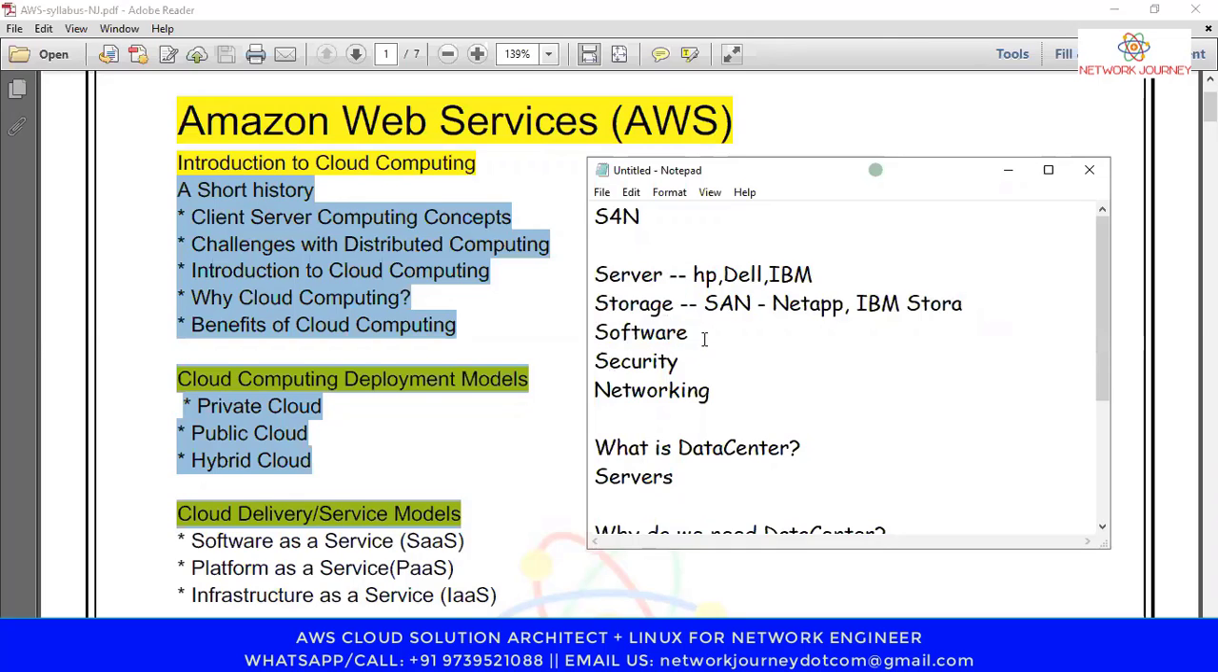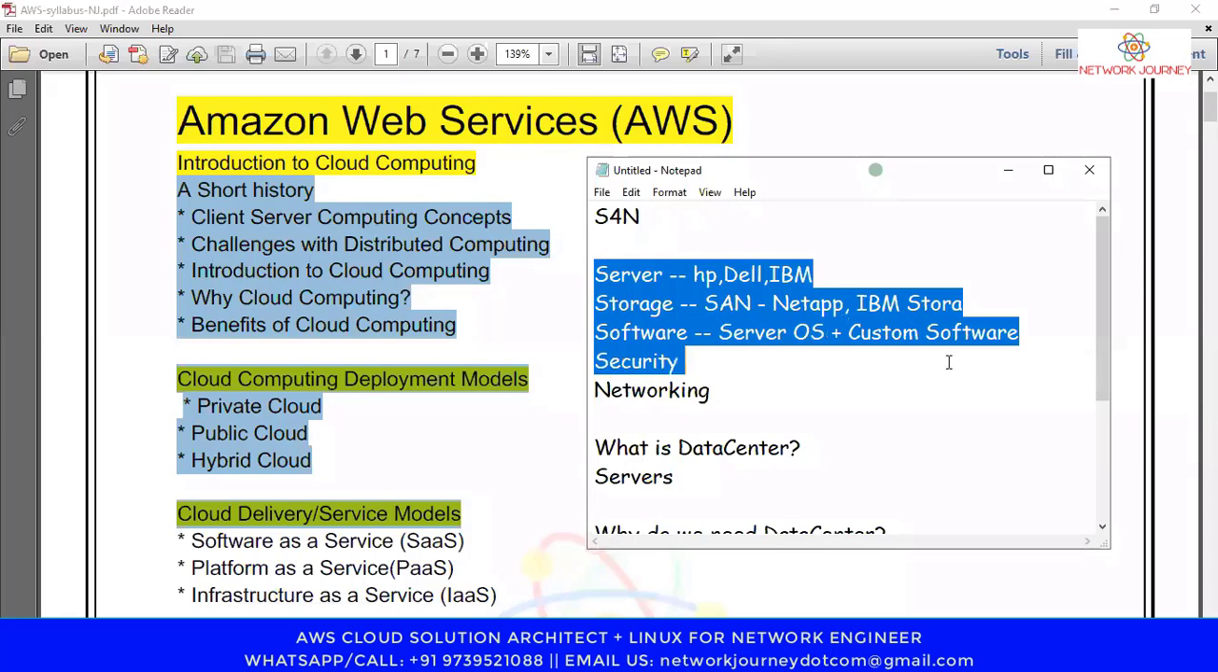On top of that, you need software. Here I mean software in the sense of any custom application based on the customer requirement. Any customized application will be there. It can be a ticketing tool. It can be a CRM, customer relationship management application, or it can be anything. That application also needs to be installed on top of the OS. So software here means the server operating system plus those custom applications, custom software or anything. It can be anything.